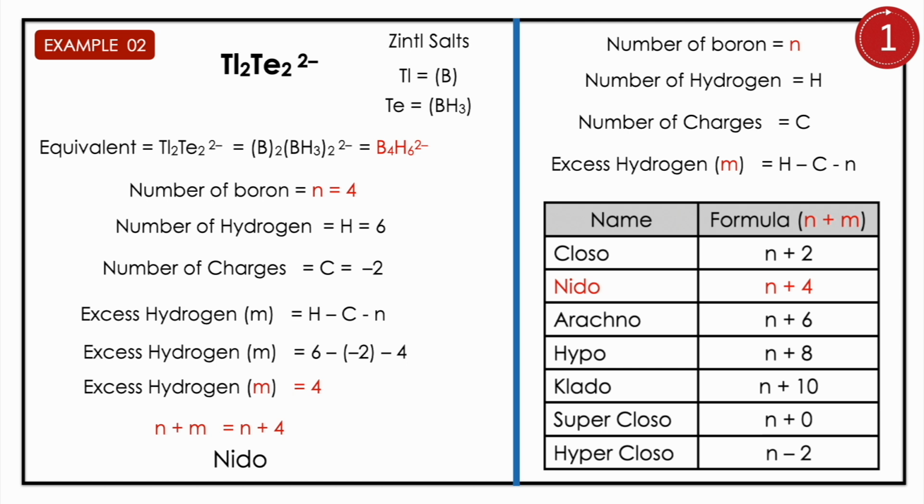Here borane is 4, that is N equals 4. Hydrogens are 6, so H equals 6. Charge is minus 2. So if you find excess of hydrogen, which is M, M equals H minus C minus N. H is 6, C is minus 2, N is 4. If you substitute in the formula, you find M equals 4. So M equals 4 means N plus 4 system. N plus 4 means it is Nido structure. The concept you have to learn here is in Zintl salt, always you should write the boron equivalent.